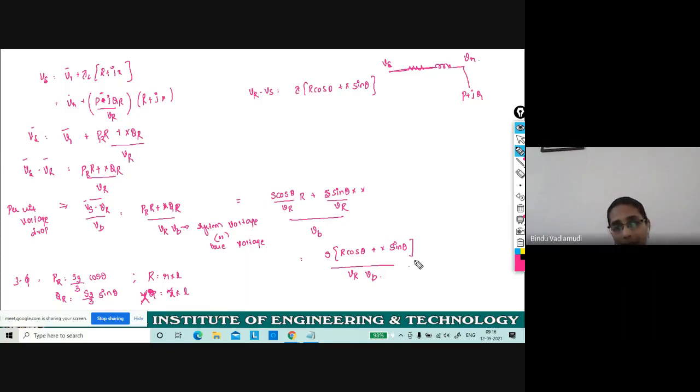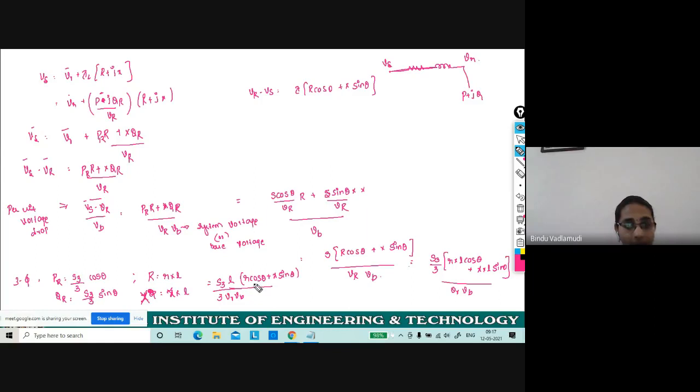So on substituting these values, how can I write the expression? S3 by 3, into R into L into cos theta plus X into L into sin theta, by VR into VB. Did you get my point? Did all of you understand this? Yes, ma'am. So from this, can I write S3 into L by 3 into VR into VB, into R cos theta plus X sin theta? Is it clear?